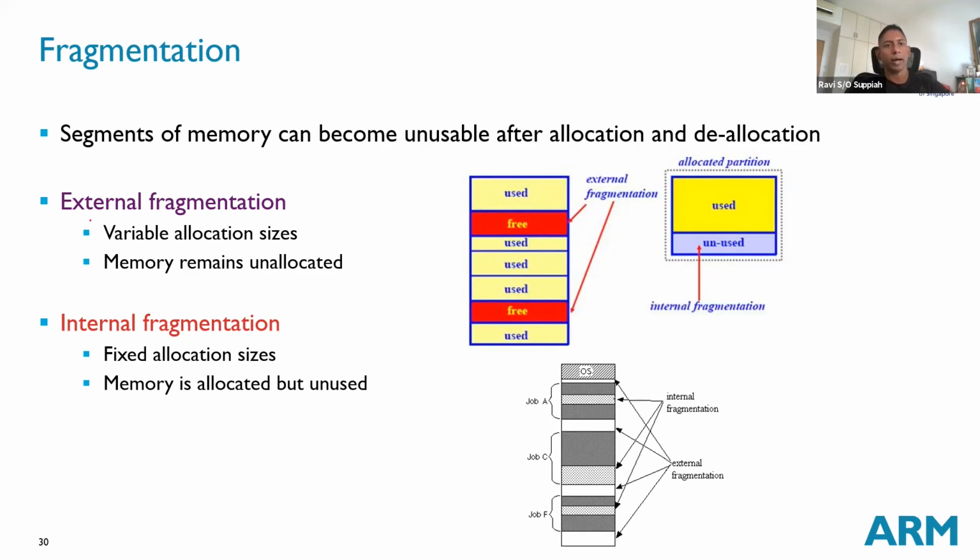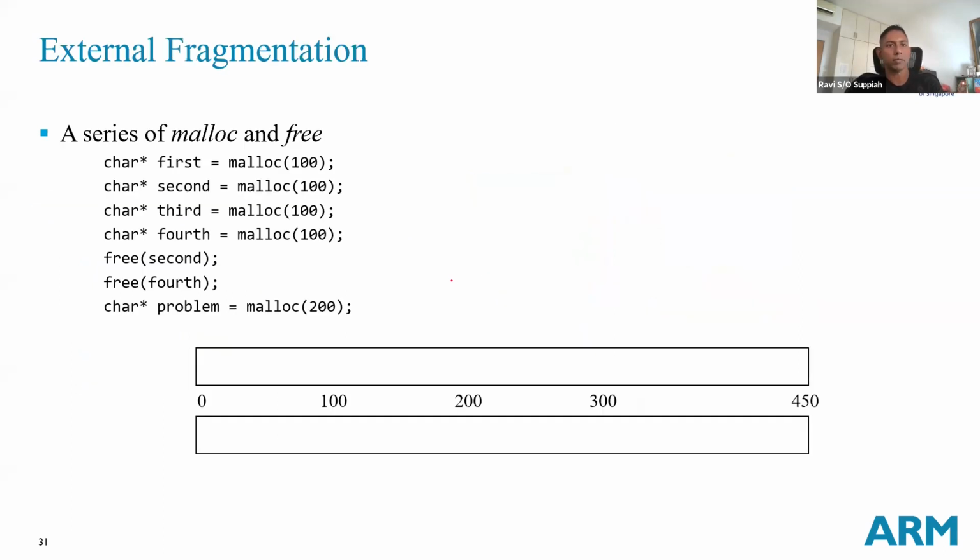External fragmentation is caused when you have variable allocation sizes, whereas internal fragmentation is when you have fixed allocation size. So what are these two types of fragmentation?